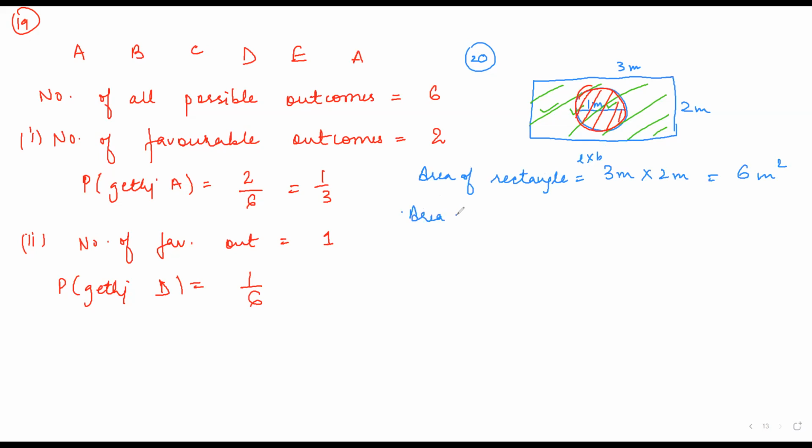Now, area of circle, that is pi r square. Let's keep the answer in terms of pi because it's not mensuration, so we don't want exact numbers and decimals. Now, radius is how much? Diameter is 1, so it will be 1/2 meter, right? So this will be pi by 4 meter square.